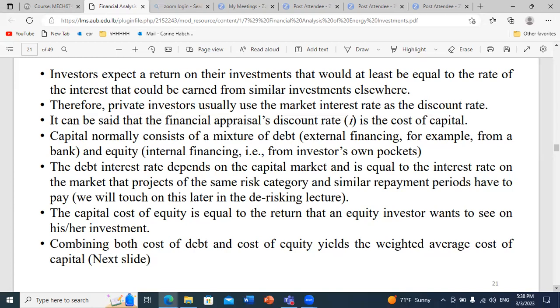So the debt interest rate depends on the capital market and is equal to the interest rate on the market that projects of the same risk category and similar repayment periods have to pay. So when we talk about the debt interest rate, we should look at the capital market. We consider the debt interest rate of the same category of risk. Meaning, whenever you select a project, you should look at similar projects in the market.